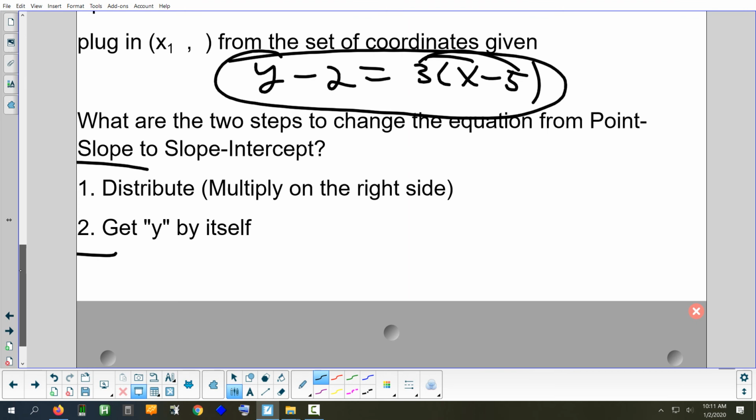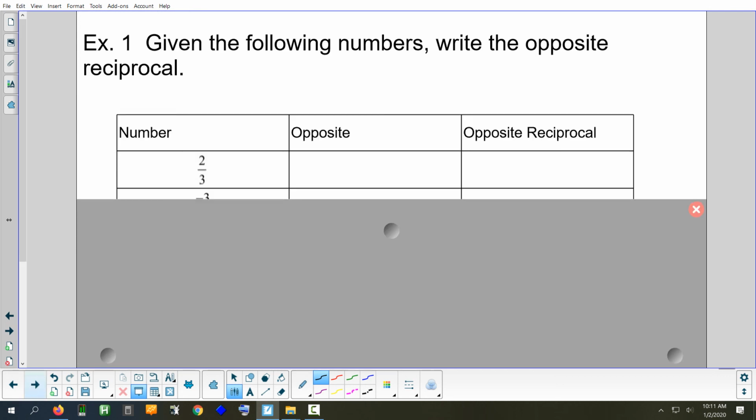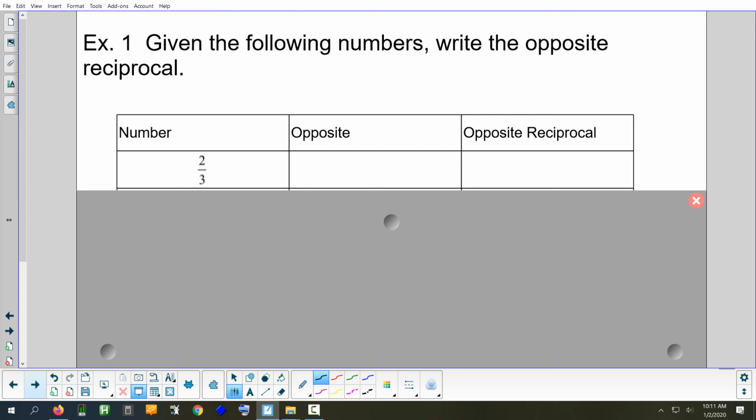So as far as notes, that's it. Now we'll just practice a few problems. Example 1 is super quick. We're not even doing equations. All I'm going to do is give you a number. I want you to tell me the opposite, and then I want you to tell me the opposite reciprocal.